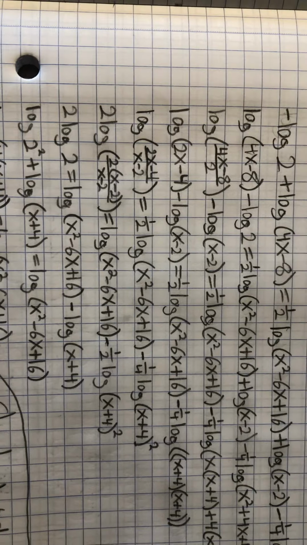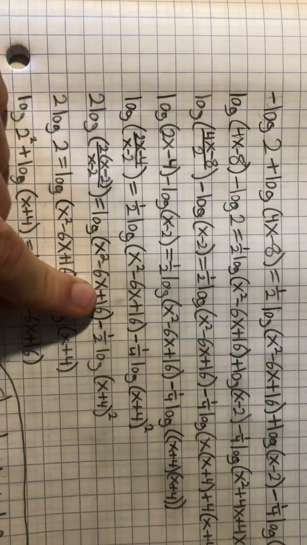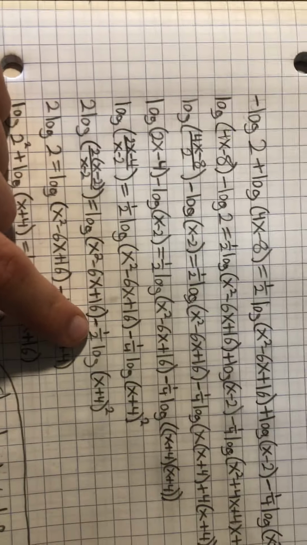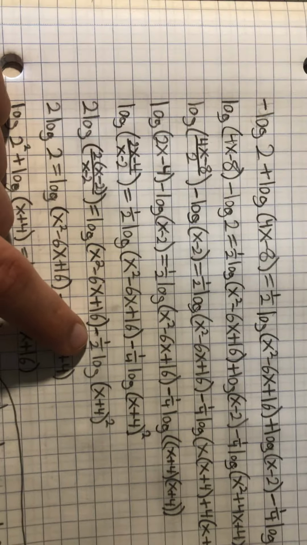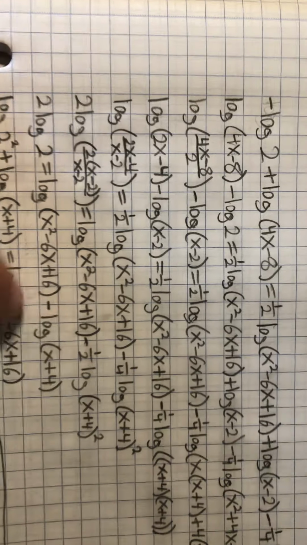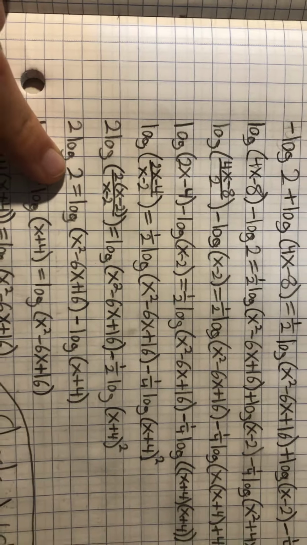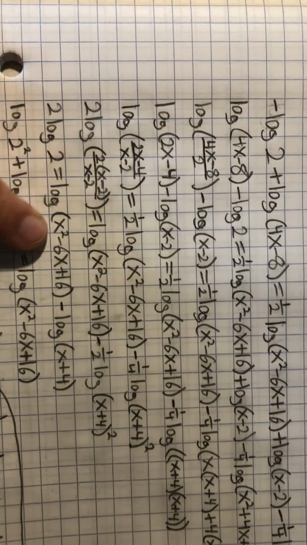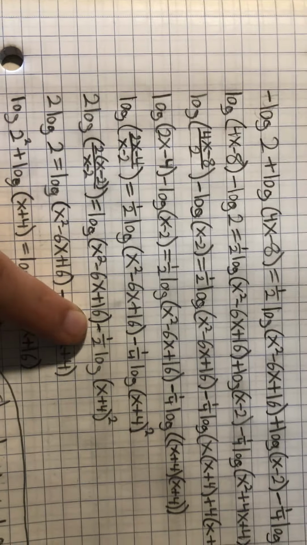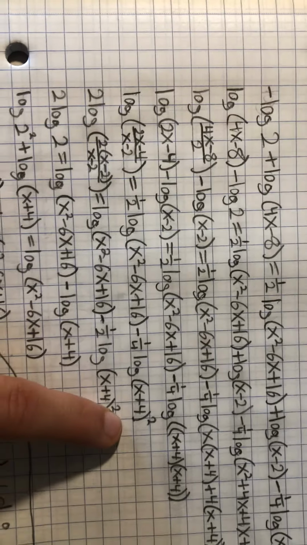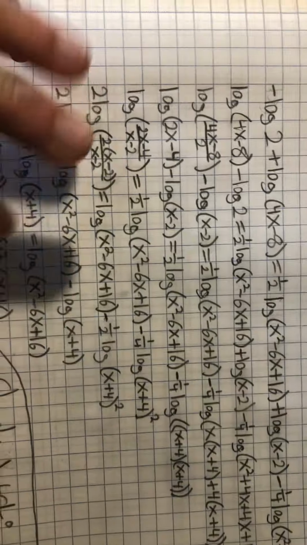So 2 log of that equals the log of x squared minus 6x plus 16. I got rid of the 1/2. Minus 1/2 log of x plus 4 squared. Okay, now I divide this out, so I get 2 log of 2 equals log of this minus log of x plus 4. If you have 1/2 times the square, they cancel each other out, because I can move this square to the front and it'll cancel out.